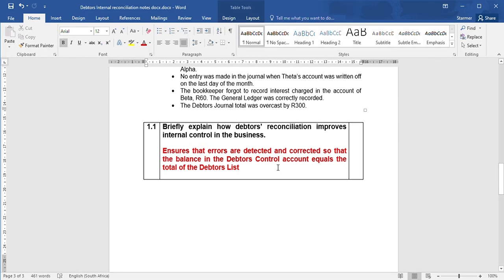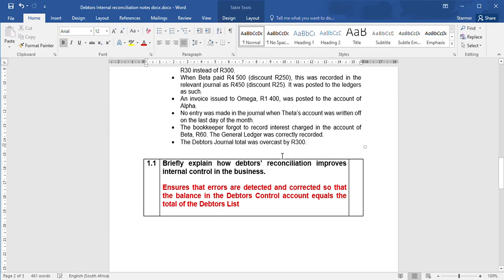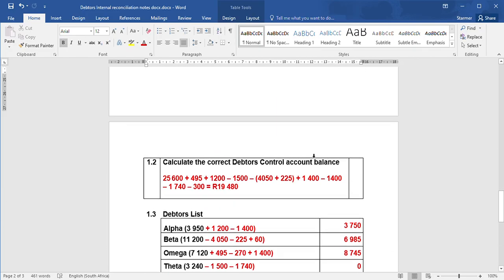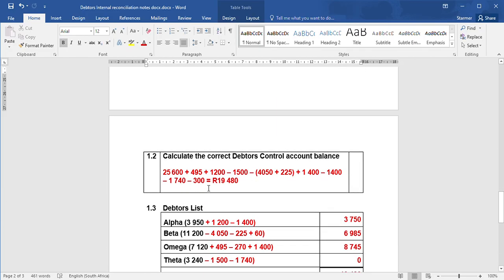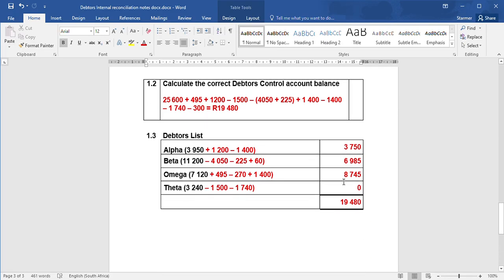And then the last one, the debtors journal was overcast by 300. Overcast means too much. So we added too much to debtors control, so we're going to need to minus the 300. No individual debtor was wrong there, it was just debtors control. If you then add up this, you get 19,480, and if you add up that, you also get 19,480. So you can see you've reconciled the differences between your debtors control and your debtors list, making sure you're maintaining good control over your debtors.